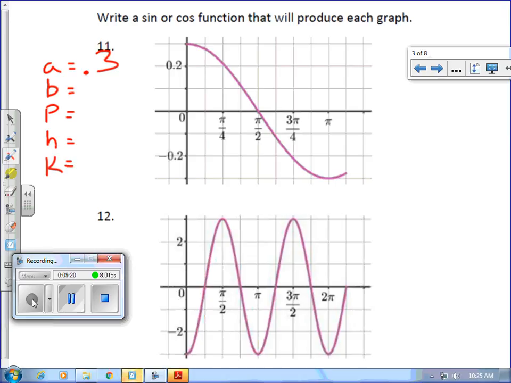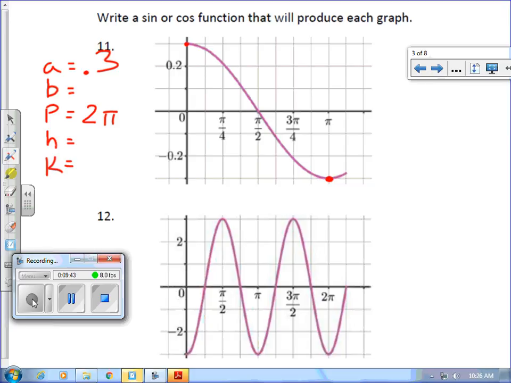So then I can estimate: if I know how long it takes to complete a half, I can estimate how long it'll take to complete one. If it completes a half by pi, then it'll finish out by 2 pi. So the period would be 2 pi. So then what would be B?